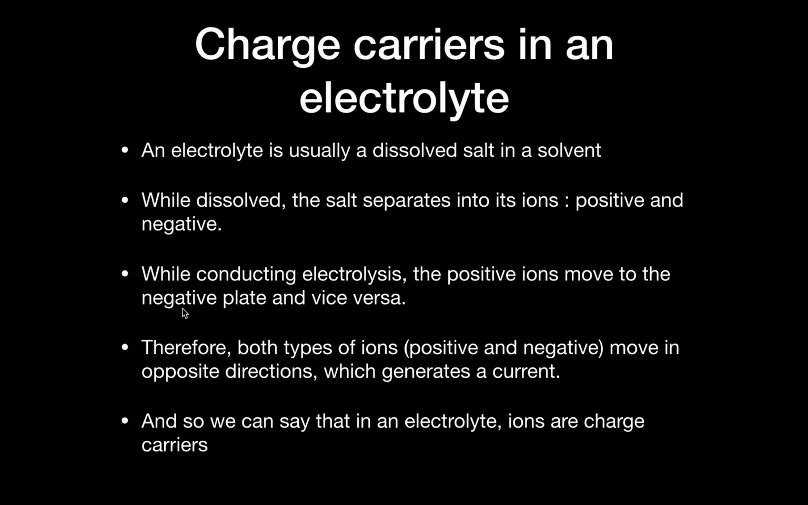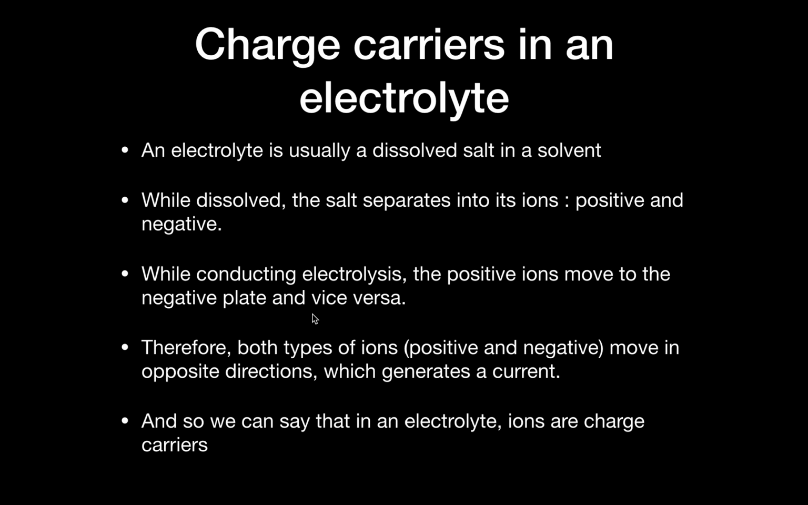So when you're conducting electrolysis, that means connecting a battery to two metal plates and inserting them into the electrolyte, we know that the positive ions move towards the negative plate and vice versa, because obviously opposite charges attract. So both these types of ions move in opposite directions. The positive move towards the negative end, the negative ions move towards the positive end, and because there are charged objects moving in opposite directions, this also generates a current.